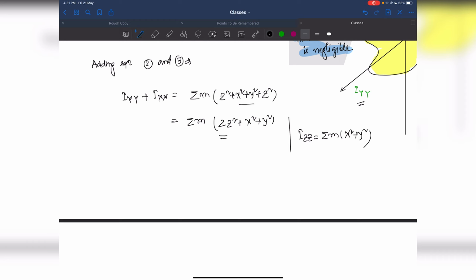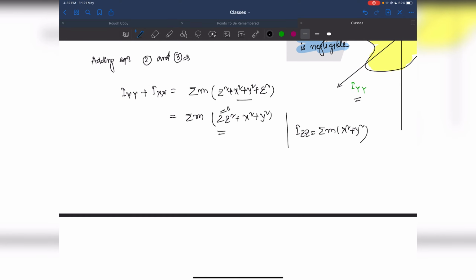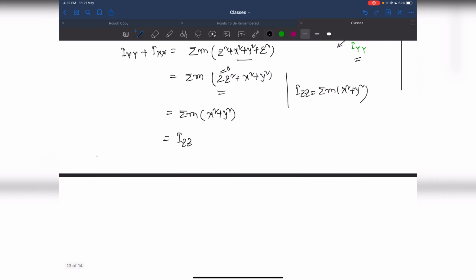Now there is an extra term, z square. Okay, so we have considered the body to be thin laminar, so we can neglect the thickness, that is, the z component can be neglected. So if we just say it to be 0 because it is negligible, it is a thin body, I can write it as summation of m x square plus y square, which is nothing but equal to Izz. That means I can write Izz to be the sum of Ixx plus Iyy. So that is what the perpendicular axis theorem states, isn't it?